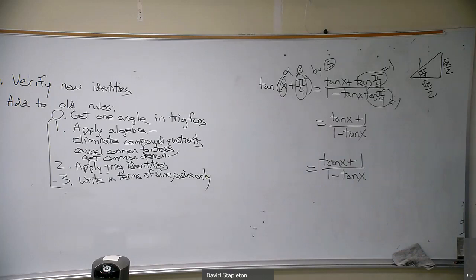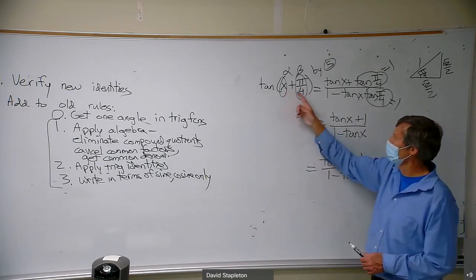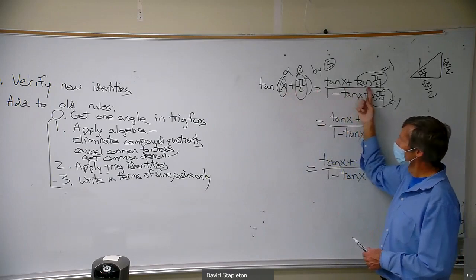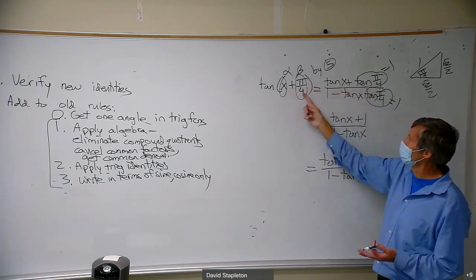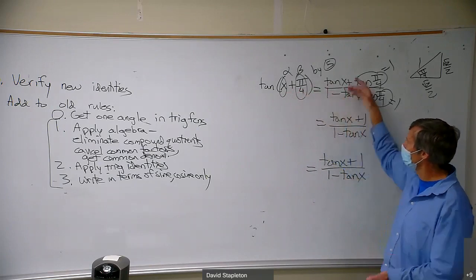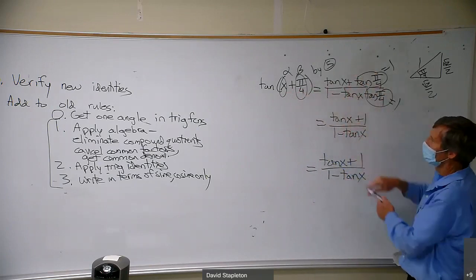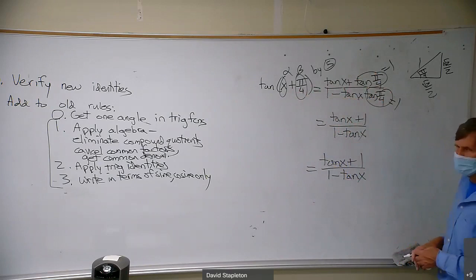So try those on the homework. The idea is, when you want to prove an identity and you have a trig function of a sum, you immediately write the sum identity. If you have a trig function of a difference, you immediately write the difference identity. Then you apply your old rules from before, trying to drive the two ends to the middle. But each step of the way, we're going to get some new identities that we can use.